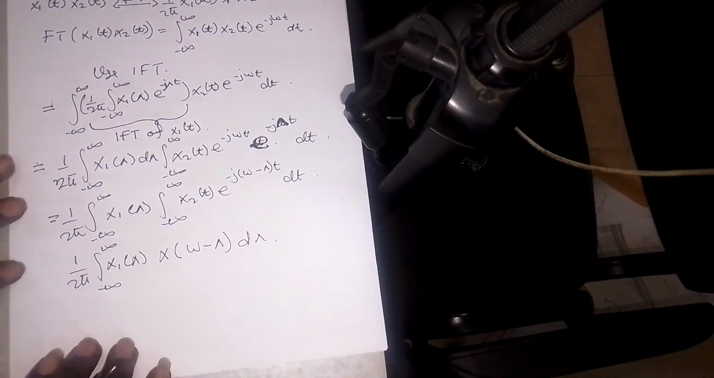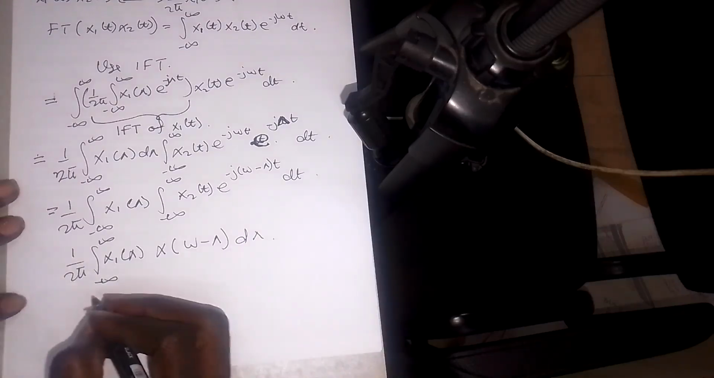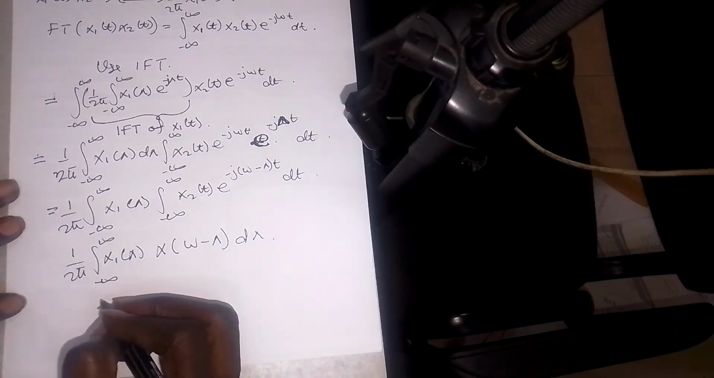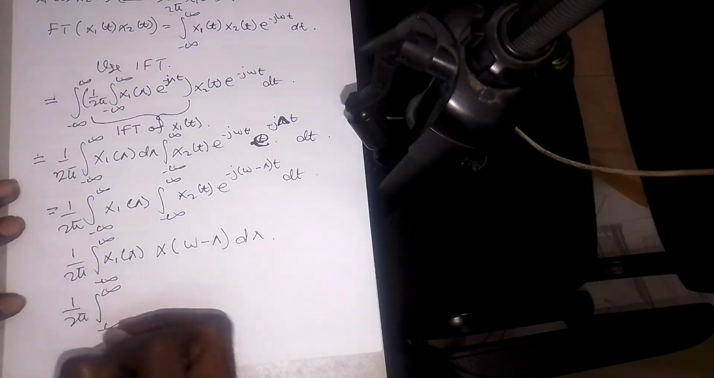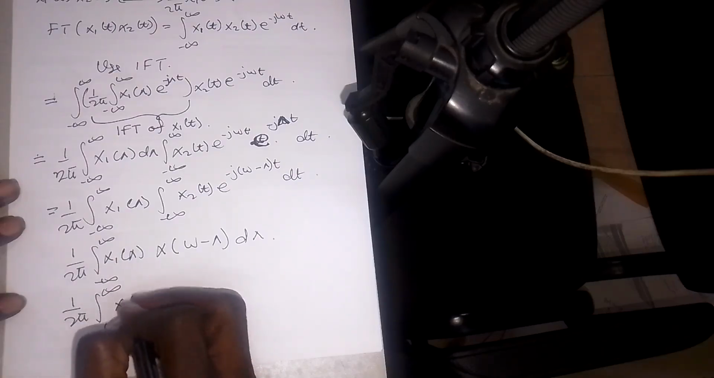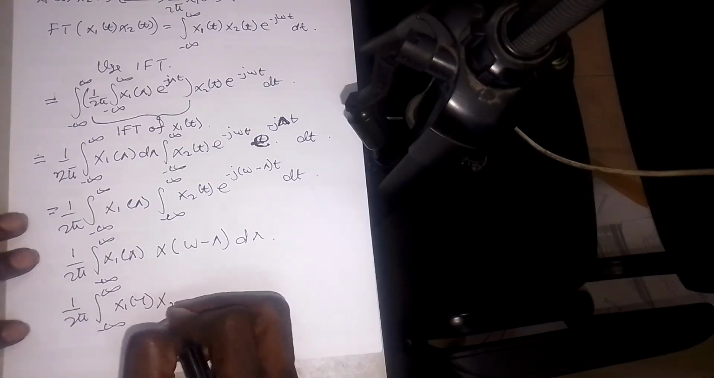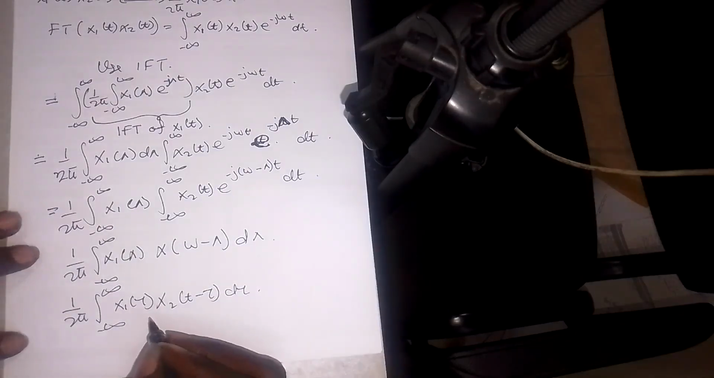Now let us go back to the normal convolution that we normally would have. If I liken this one to normal convolution, then it's going to be the integral from minus infinity to infinity of x1 of tau into x2 of t minus tau d tau. That is what I'm going to have here.